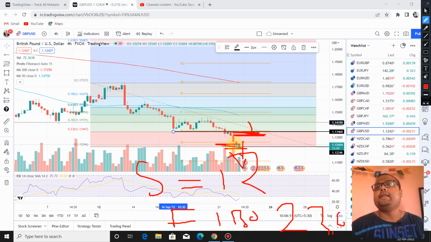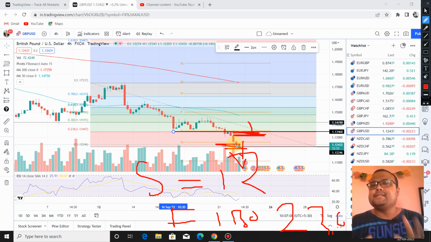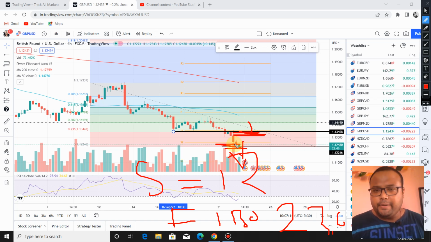And most importantly, yesterday the market saw heavy volatility, and usually after a volatile event, the next day remains flat. The next day usually does not show much volatility. So as a result, you must be careful. There's a high possibility that the market will not be giving us big moves today. That's my opinion.